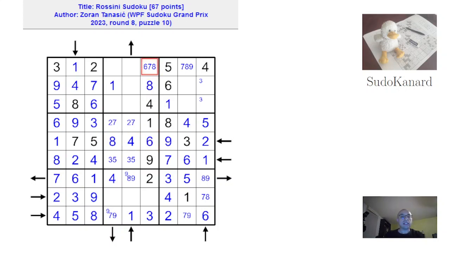6, 8, 7 there, 5 here. Those are from 6, 7, 8. Everything would work with respect to those arrows. 7 here. Those are from 6, 8, and 9. So 6, 9 here, and we get a 6, 8, 9 triple. So that's the 2, that's the 7.